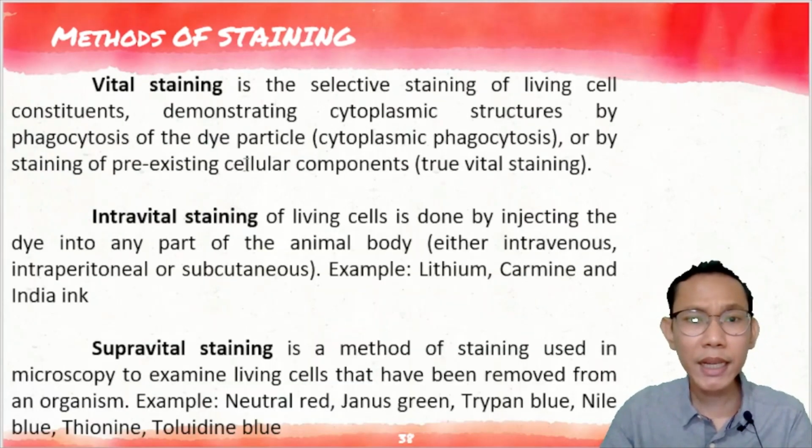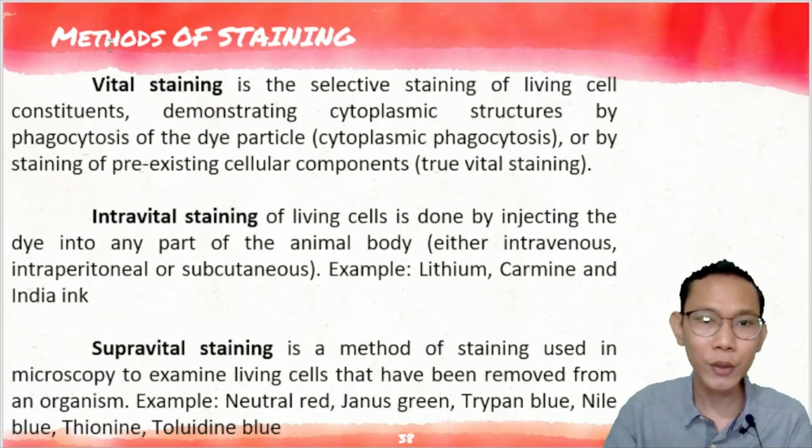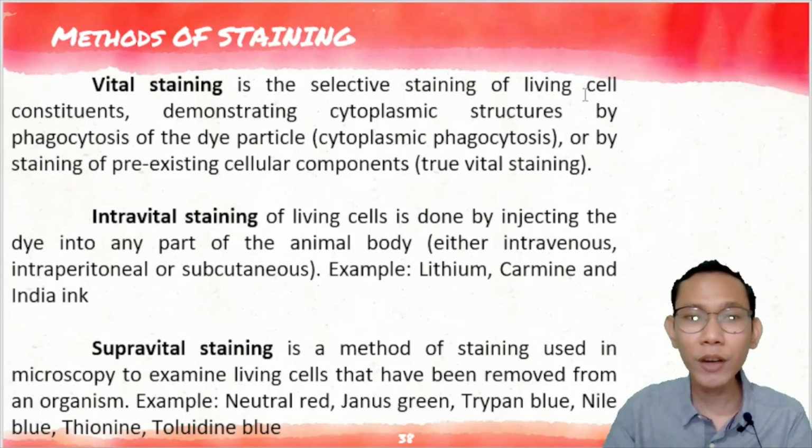The next technique is that we have your vital staining. So your vital staining, we have two different types of vital staining. Meron tayong tinatawag na intravital staining and your supravital staining. First, let's define vital. So vital is the selective staining of living cell constituents. So we are talking about your living cell, demonstrating cytoplasmic structures by phagocytosis of the dye particle, which is your cytoplasmic phagocytosis, or by staining of pre-existing cellular components, which is your true vital staining.